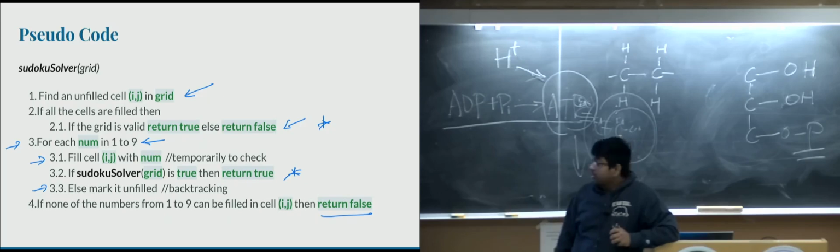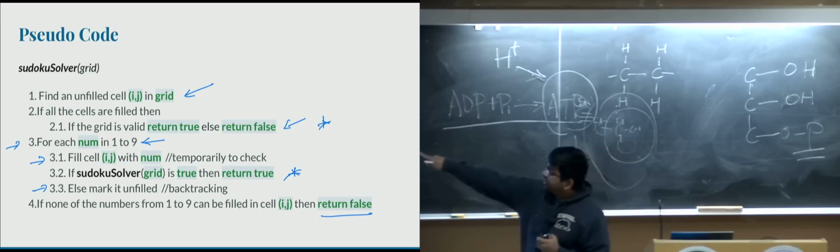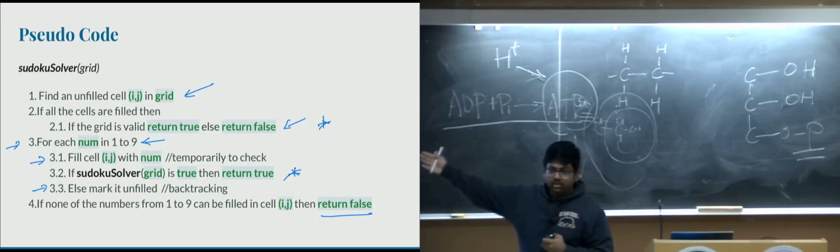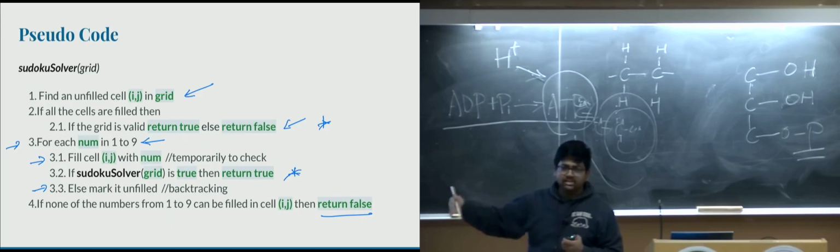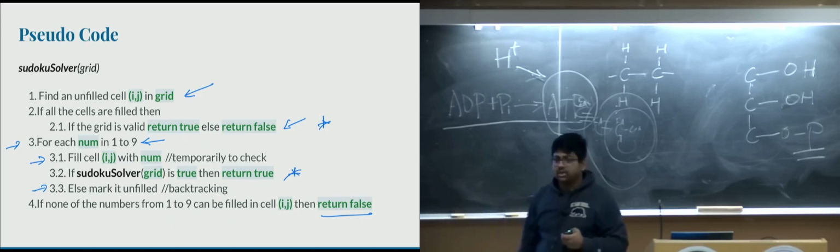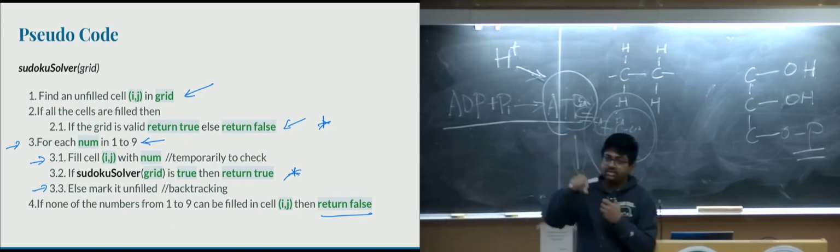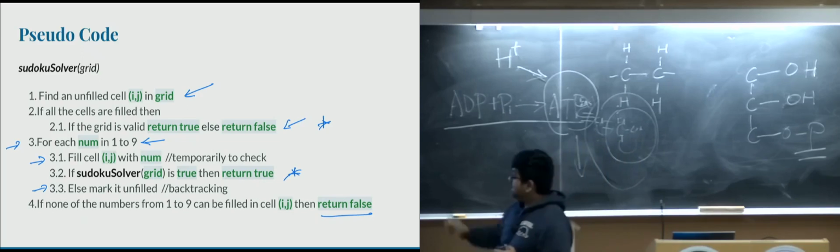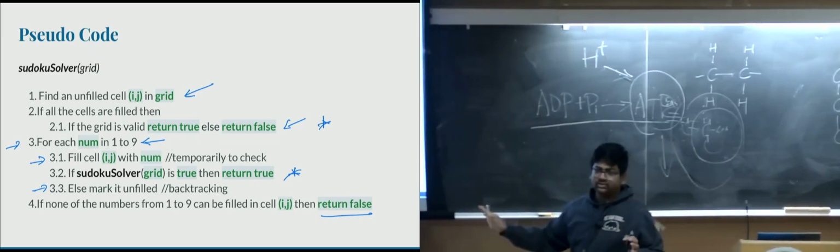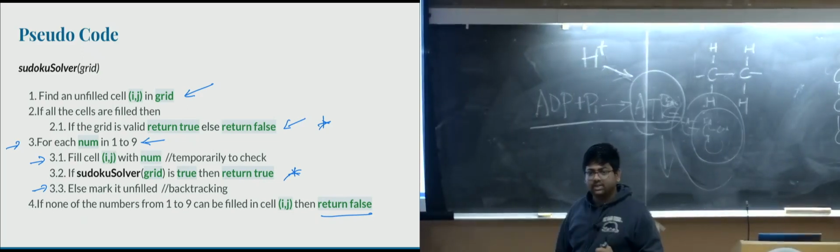Because right now what we are doing is checking each num from 1 to 9, right? But if we have a mechanism to know which elements cannot be placed in that cell, then we can use that. Then we can choose the most optimized blank cell, which has the smallest number of possible things that can fill it. In this case we are doing an exhaustive search. We are checking everything that can be placed in that particular cell.